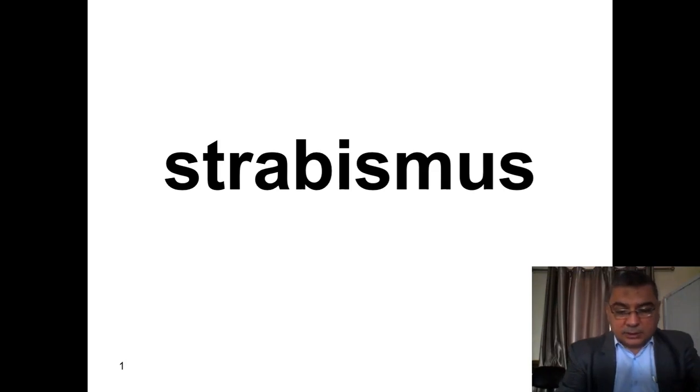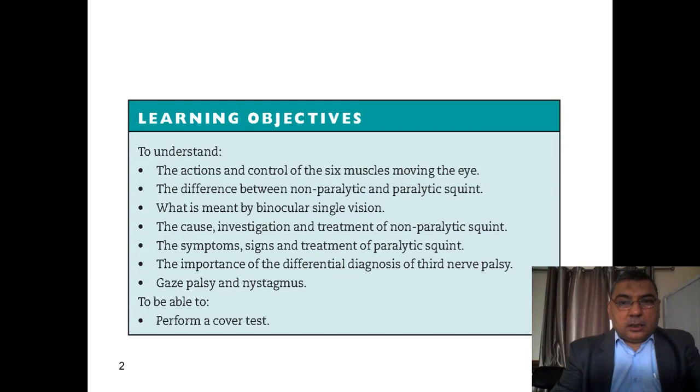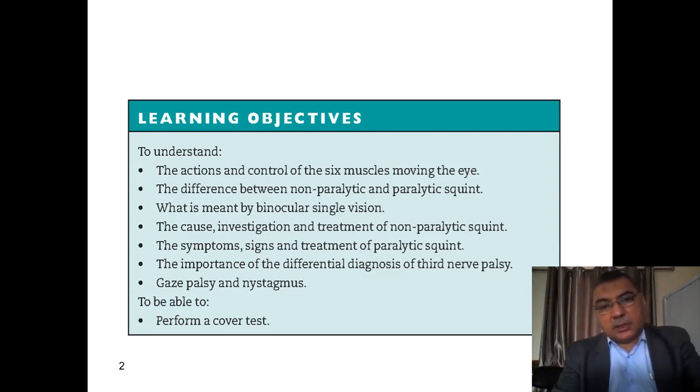بسم الله الرحمن الرحيم. موضوع اليوم عندنا موضوع الأوكيولار موتيليتي disorders and strabismus. To understand the ocular motility disorders هنبدأ نشرح الأكشن of the extraocular muscles with different types. Then the different types of the strabismus.